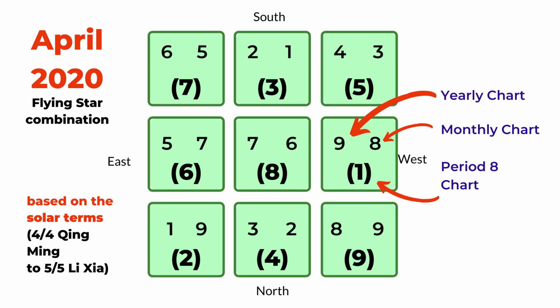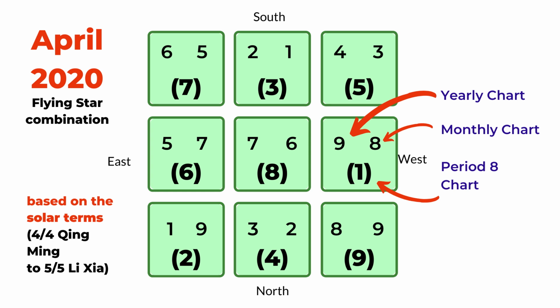And we learned that different star combinations can create different meanings, and some are more significant. So when we look at this chart, it can be the combination between the yearly star, monthly star, or the period star. If you know your own house chart based on the house facing direction, you can also add it in to see different combinations.